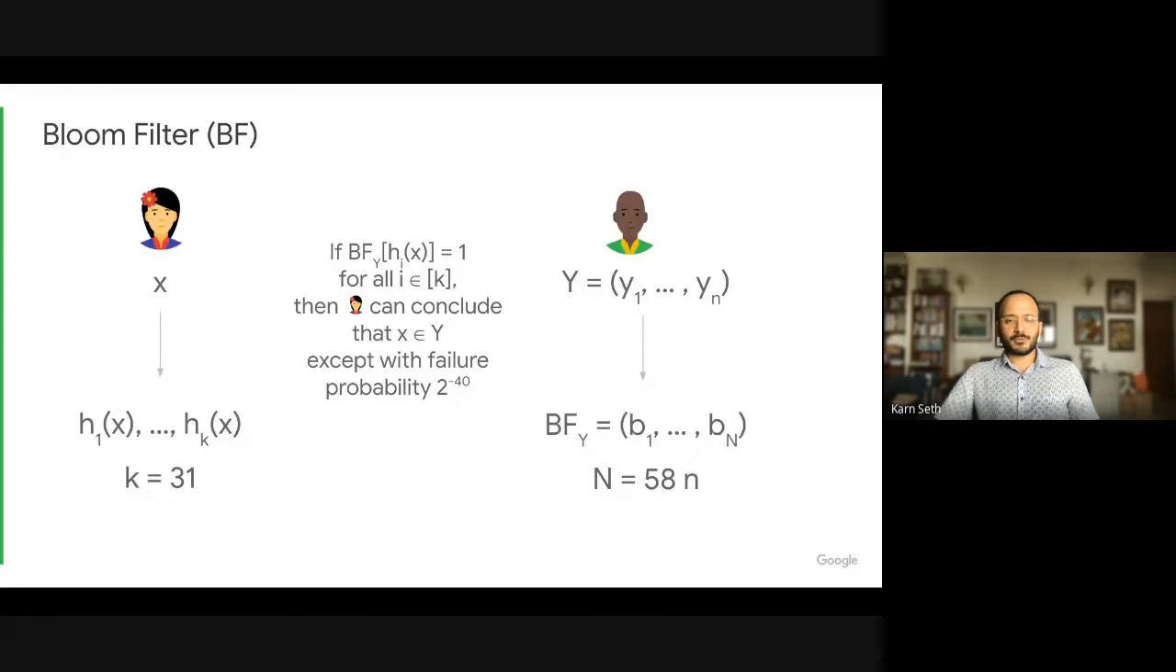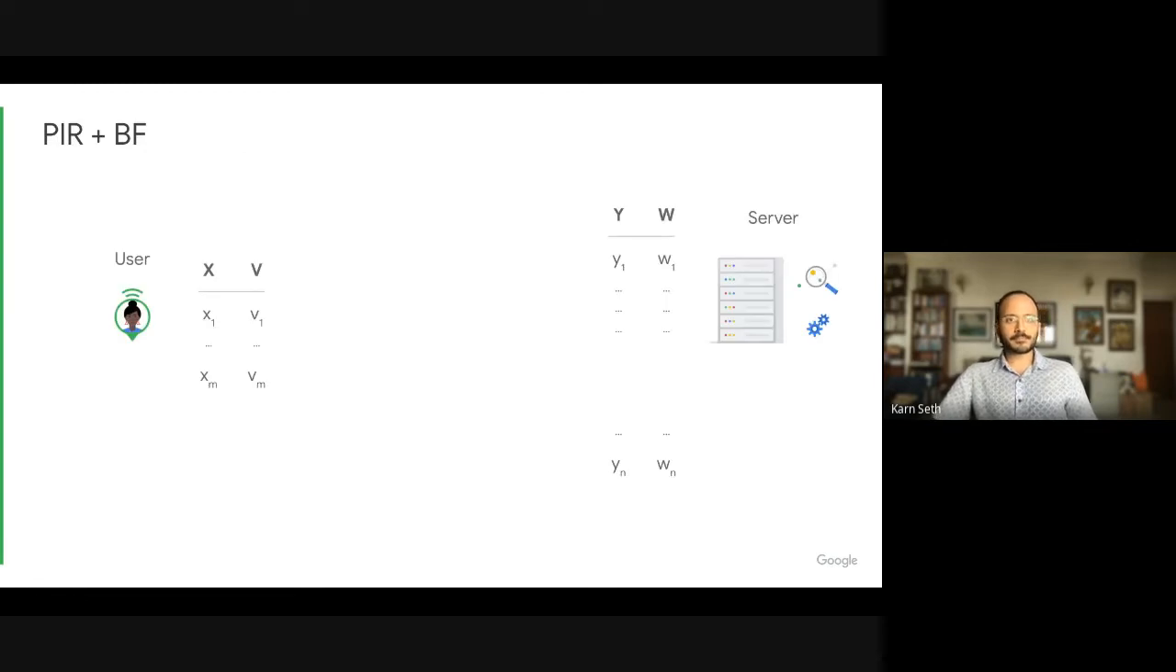And just for concreteness, we'll be using 31 hash functions, which will give a failure probability of 2^-40. And this will mean that the Bloom filter has an expansion of 58 times. And so the way we're going to do keyword PIR is to use regular index PIR, as we had discussed earlier, together with Bloom filters. So recall that we have user and server with key-value pairs. Let's just forget about the values for now and have the user just use a single keyword.